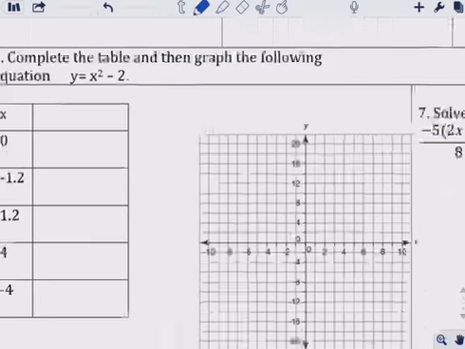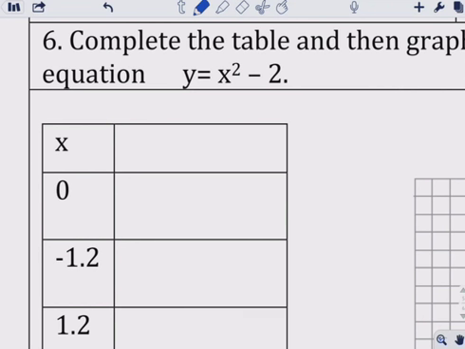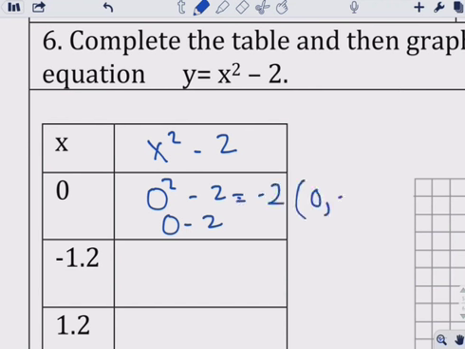Okay, complete the table. Ooh, square. Okay, so this is x squared minus 2. So 0 squared minus 2 is 0 minus 2, so that is equal to negative 2. Ordered pair 0, negative 2 here.